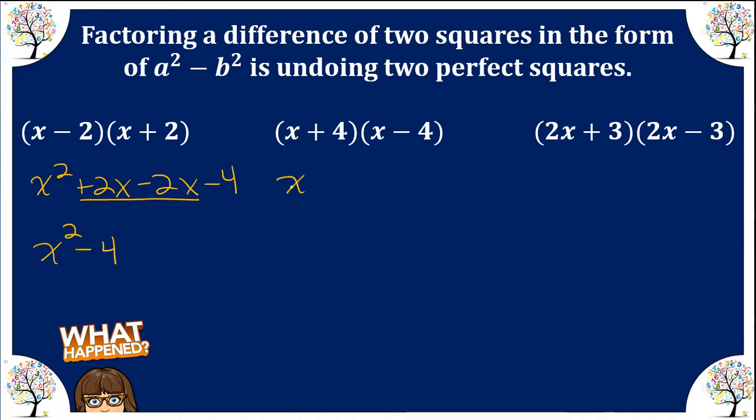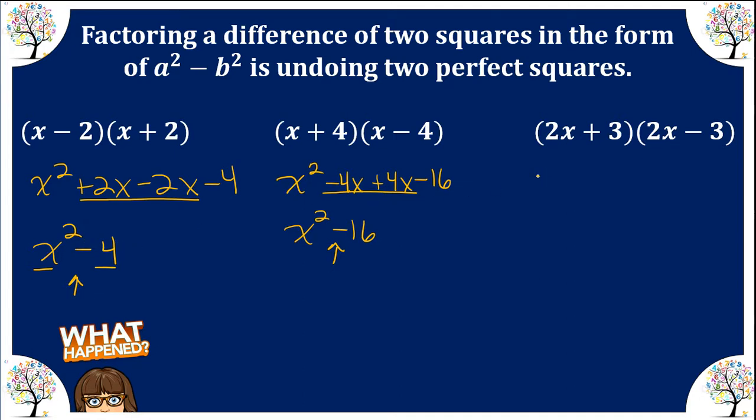Our next example, we have x plus 4 times x minus 4. We get x squared minus 4x plus 4x minus 16. When we combine, our b value becomes 0, so we have no linear term. And we have a binomial where both terms are perfect squares and the operator is subtract, just like in this first example. Our first and last term are perfect squares. Our operator is minus. There is no linear term. We have a quadratic term and a constant.